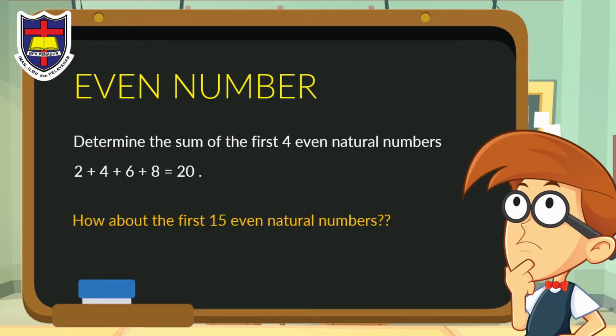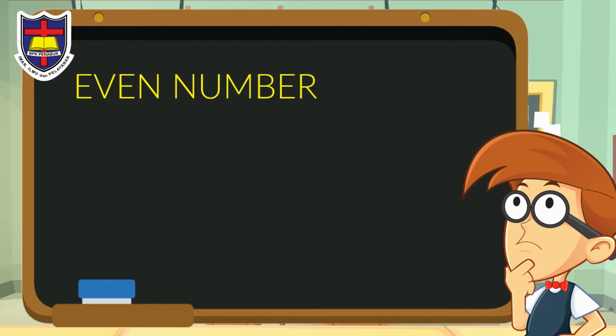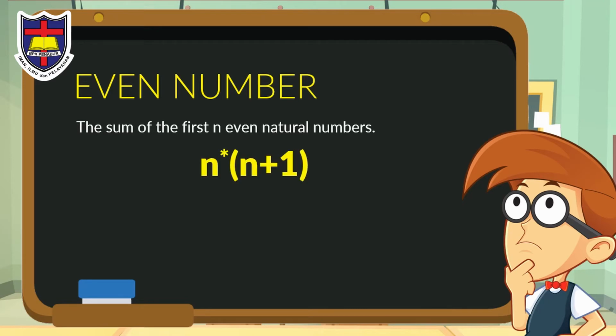But how about the first 15 even natural numbers? It will be difficult for us if we list the even natural numbers one by one. So we can use the formula here. The sum of the first n even natural numbers is n times n plus 1.